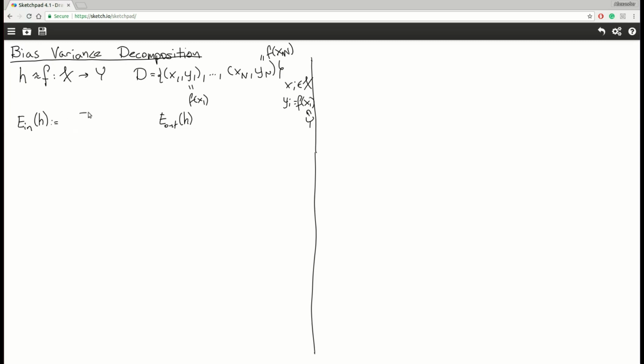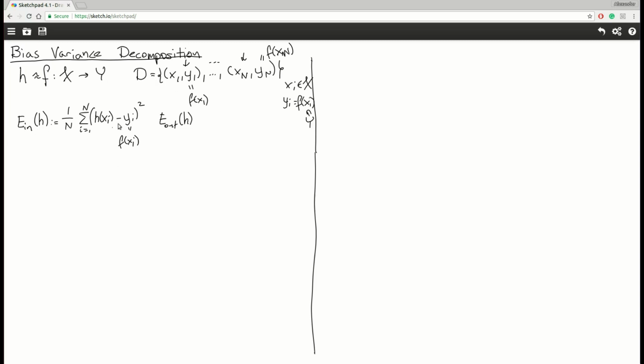So let's start with the in-sample error rate. It will be the sum over i from 1 to capital N, so we sum over all the points in our dataset. We look at h of xi and how much it deviates from yi. Remember that yi is f of xi, so this is essentially how much h deviates from f on the ith point. We square this deviation, and multiply by 1 over capital N. This is our in-sample error rate. It's essentially how much h deviates from f in the data sample.